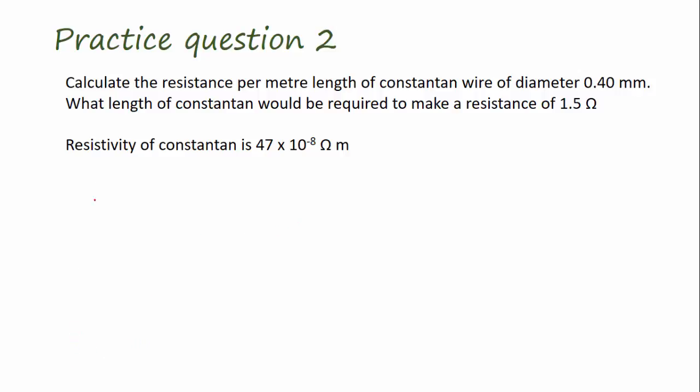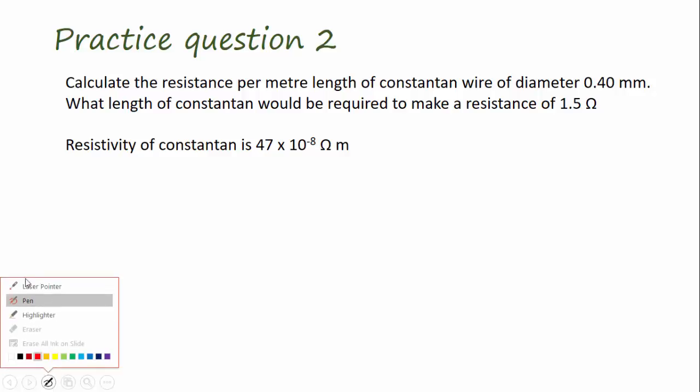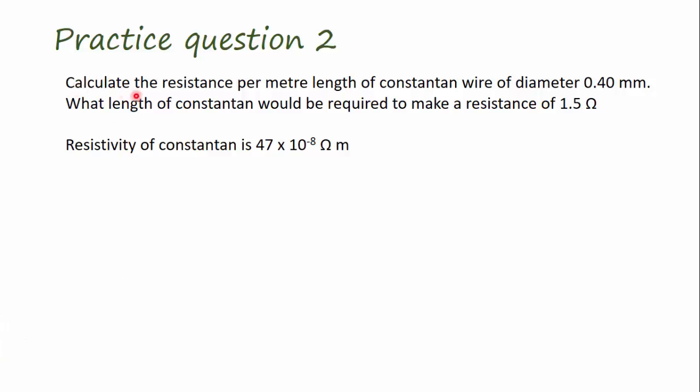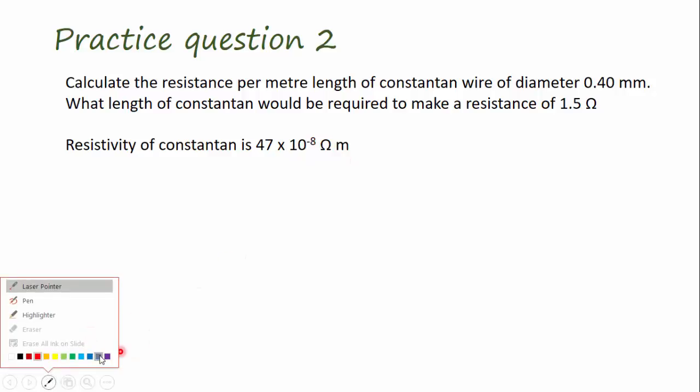Okay, so this practice question 2 is telling us that we've got to calculate the resistance per metre length of constantan wire of diameter 0.4 millimetres. Then after that we've got to work out what length of constantan would be required to make a resistance of 1.5 ohms. The resistivity of constantan is 47 times 10 to the minus 8 ohm metres. Okay, let's get on with that then.